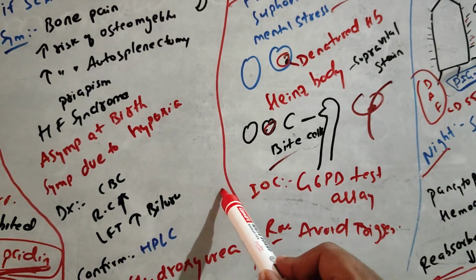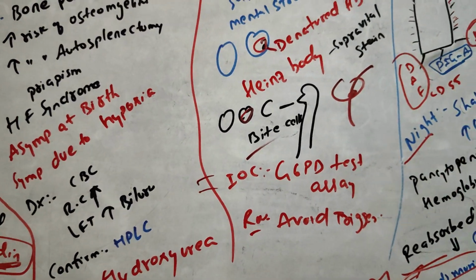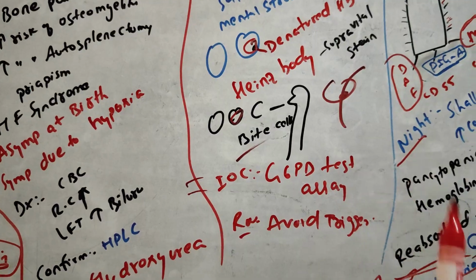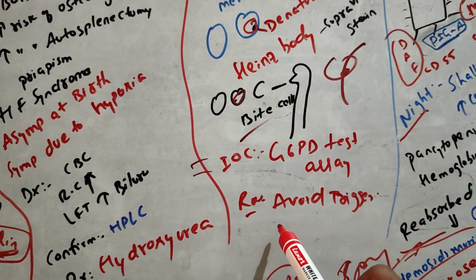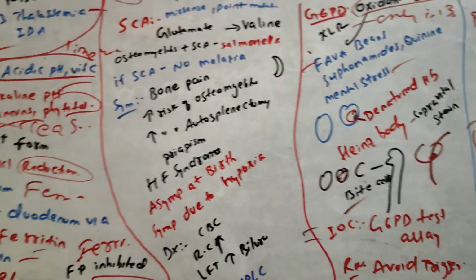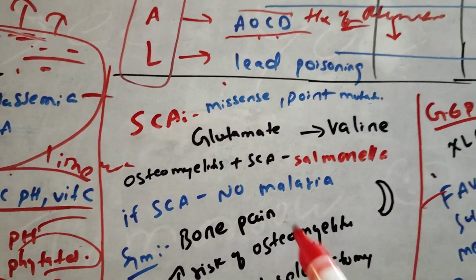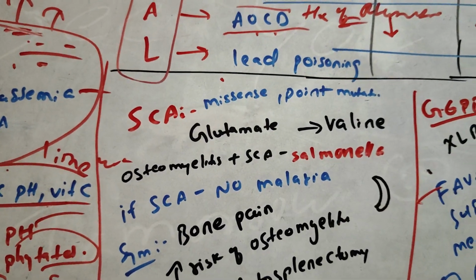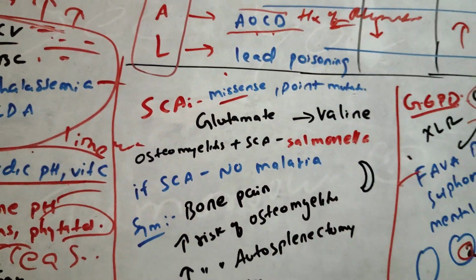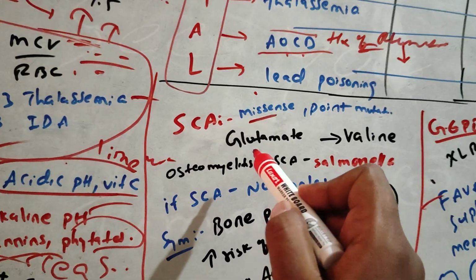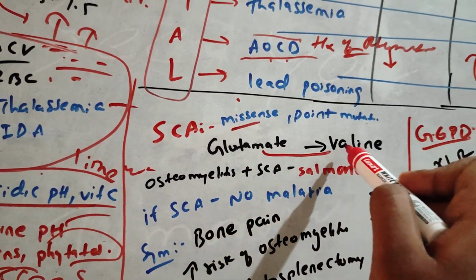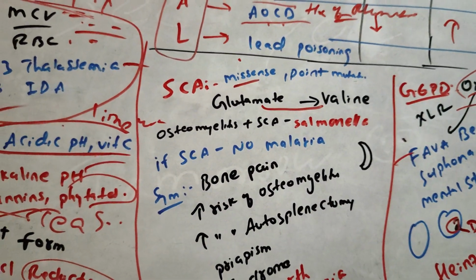What is the investigation of choice? It is the G6PD assay, and the treatment is to avoid triggers. And the last one is sickle cell anemia. Sickle cell anemia is due to a missense point mutation, in which glutamate is replaced by valine at the 6th position.